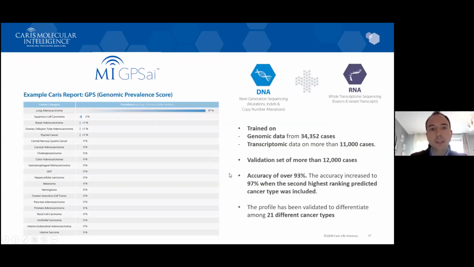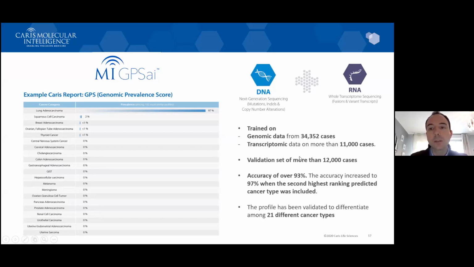And we did this in the context of cancer of unknown primary. I can tell you that we already have the second generation of a validated predictive algorithm. This is called MyGPS artificial intelligence, and it's an integration of DNA data and RNA data. So not only RNA expression, but also mutations on the DNA level, indels and copy number alterations. Important to say that this is validated. It has been validated on more than 12,000 cases.